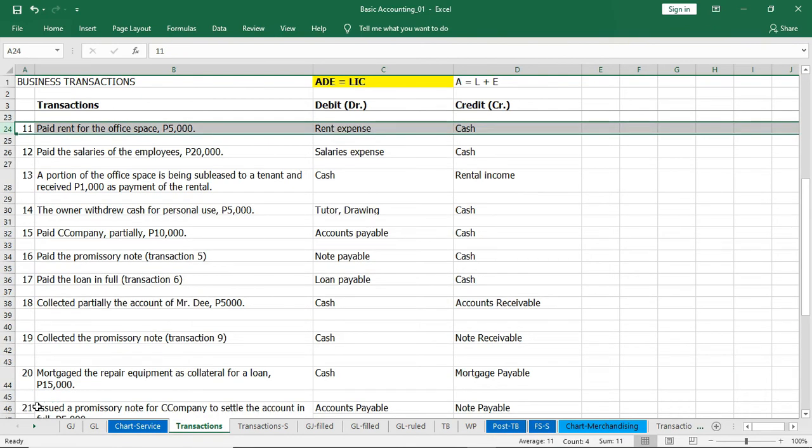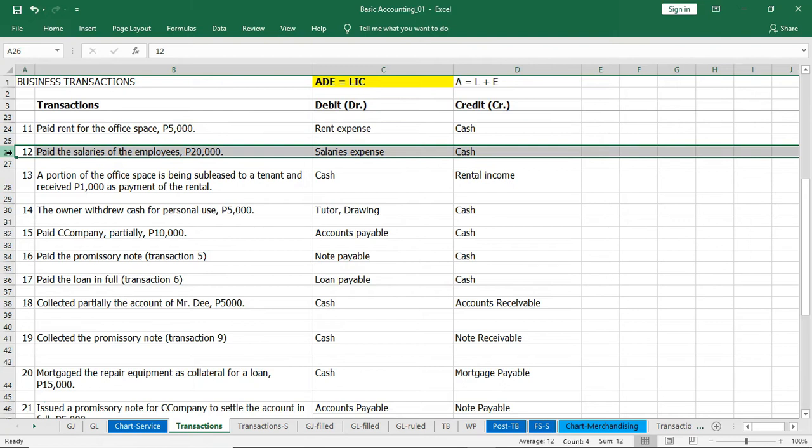Next transaction, paid rent for the office space, 5,000. So, nangungupahan lang sila dun sa kanilang pwesto. So, increase in expense. So, debit to rent expense. And then, nagbayad sila ng cash kasi paid ang sabi, di ba? So, nagbayad sila in cash. Decrease in asset, so credit to cash.